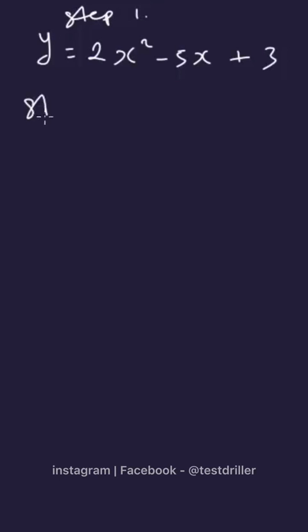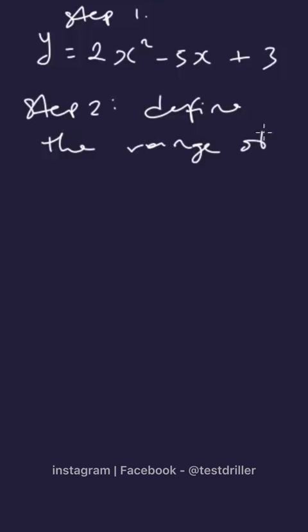The second step is to define the range of x. So what we want to do is to define the range of x, which is what you have on the right side of the equation. In this particular example, I want my x to range from -5 up to, let's say, 8. When you say range, this is what it means.